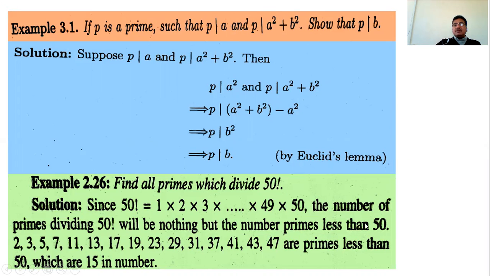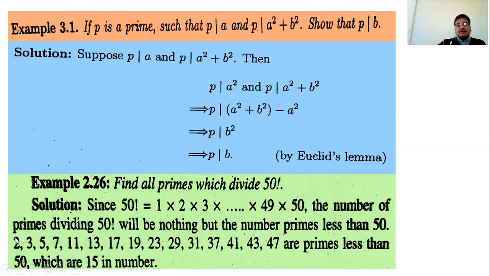That is, just find the numbers less than 50 that are prime, and those are the numbers dividing 50 factorial. So start from 2. One is not prime. We have to find the numbers which are prime and less than 50. So what are those numbers? 2, 3, 5, 7, 11, 13, and so on, the list of primes up to 50.